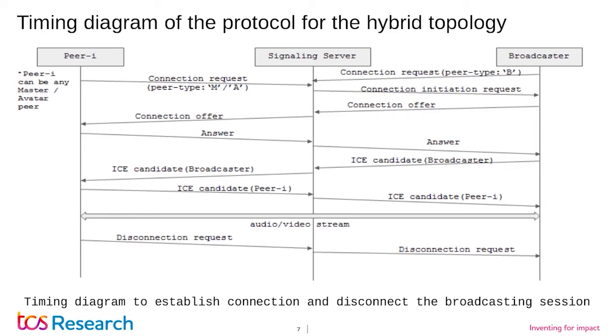Upon receiving these two, the signaling server will send a connection request to initiate the session to the broadcaster, and then the broadcaster will send an offer message to the peer via the signaling server. It will receive an answer from that peer, and then they will exchange their ICE candidates. After that the connection will be established between that peer and the broadcaster, and audio and video start transmitting in both ways. After the session, if that peer wants to disconnect, it will send a disconnect request, which will be conveyed to the broadcaster via the signaling server.